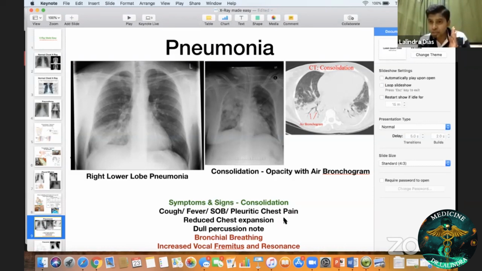So the patient complains of cough with production of sputum most of the time. But in some pneumonias, you don't get that much sputum. What are the examples? They are the atypical pneumonias.